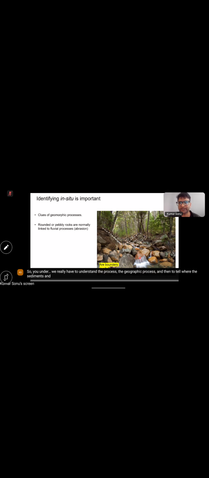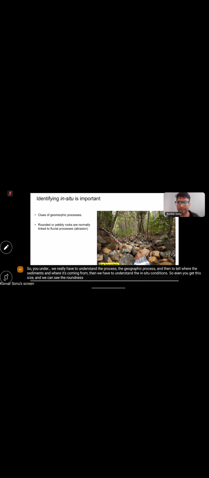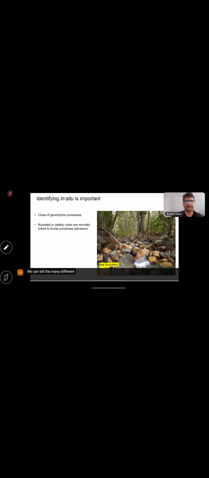In these regions we cannot find the in situ condition of any sediments, but in these regions we can find the in situ. And in this region we also cannot find it, because there is always deposition from the upstream to downstream. That's how it works. So we really have to understand the geographic process to tell where the sediment is coming from, and then understand the in situ conditions. Even from the size and roundness we can tell many different processes. So that will be detailed today.